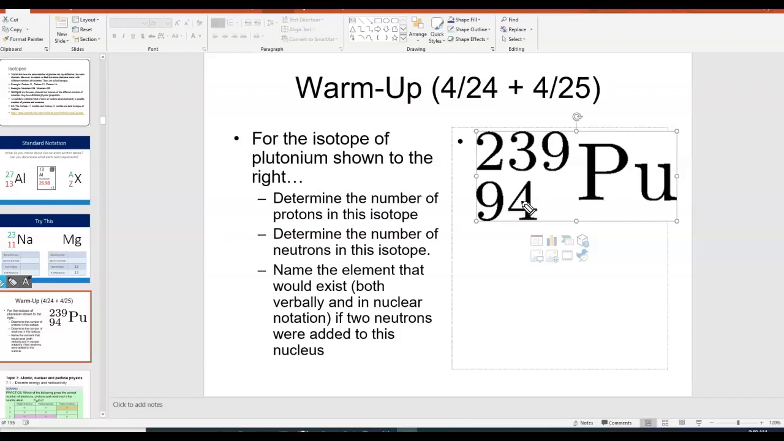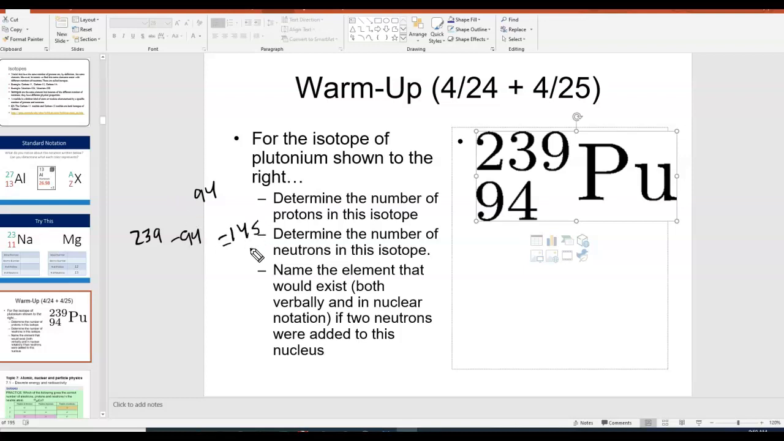Very easy. Bottom left number represents the atomic number, aka the number of protons, so that would be 94 protons. The number of neutrons would be that mass number, 239 minus 94. So you would just do that in the calculator. That would be 145 neutrons.